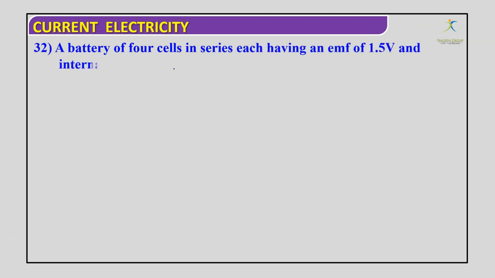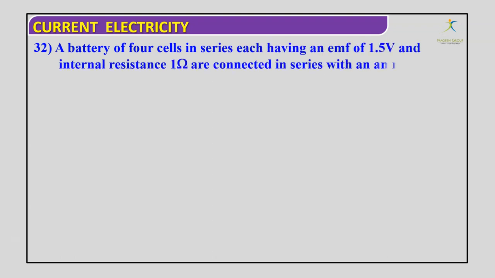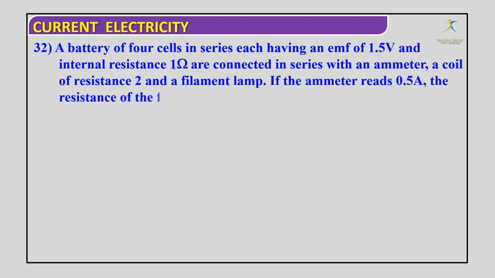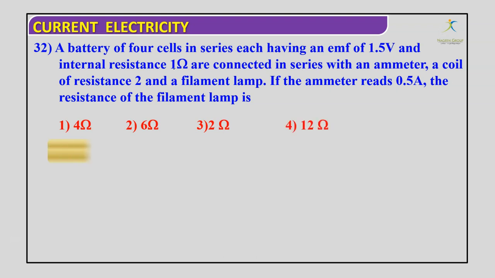Next question: we have a battery of 4 cells in series, each having an e.m.f. of 1.5 volt and internal resistance 1 ohm, connected in series with an ammeter, a coil of resistance 2 ohm, and a filament lamp. If the ammeter reads 0.5 ampere, the resistance of the filament lamp is 4 ohm, 6 ohm, 2 ohm, or 12 ohm. We have the solution.